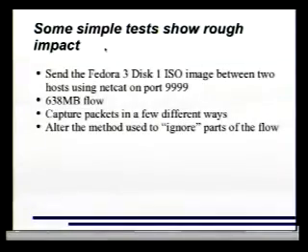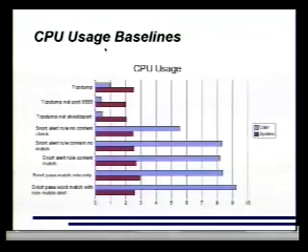Some very simple tests to show what happens just when you move around one ISO, okay? So this is a Fedora Core 3 Disk 1 ISO between two hosts on port 9999 with Snort in assembly mode for that port. It's a 638 megabyte flow, and on this graph I'm going to show you a couple of the ways it impacts the system. This is mostly intended just to show relative impact. Don't worry about my poor slow machine.